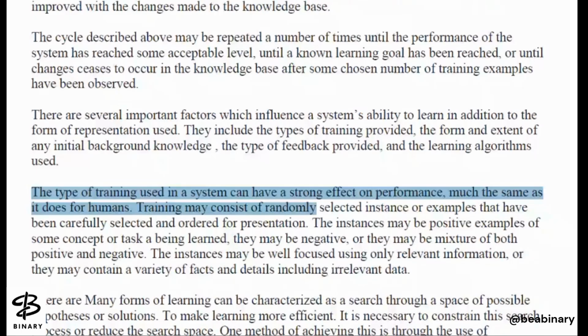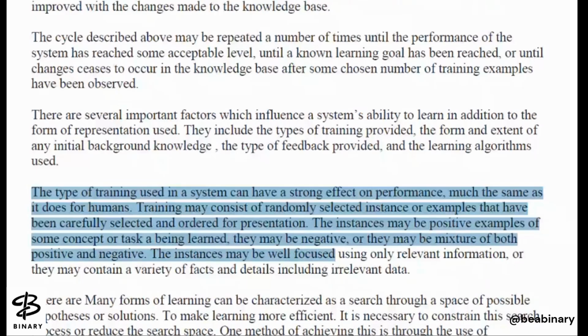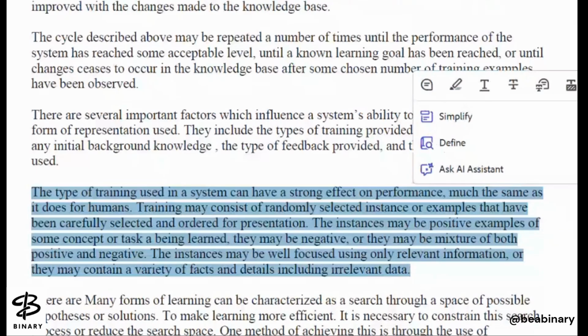So when we are forming a training set, or the system is forming a training set, it may consist of randomly selected instances or examples that have been carefully selected and ordered for presentation. The instances may be positive examples of some concept or task being learned. They may be negative also, or they may be a mixture of both positive and negative. The instances may be well focused, using only the relevant information, or they may have a certain variety of facts and details, including irrelevant data also. That all depends on the environment.